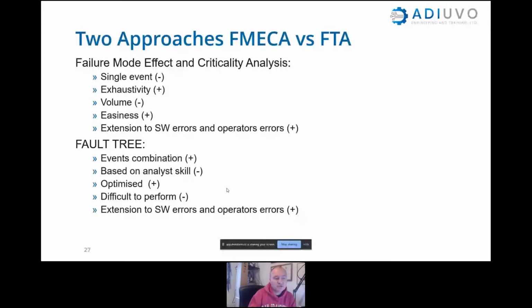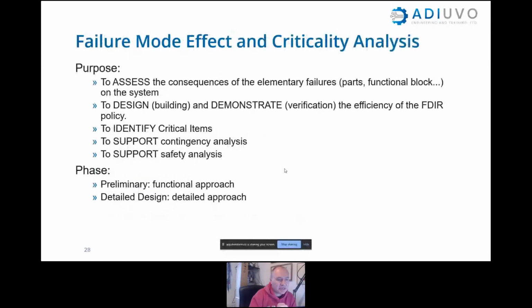The other alternative is to take a fault tree approach, which looks at combinations of multiple events and is really optimized for the design that we're looking at. But it can be a little difficult to perform. The FMECA can be quite easy to perform, whereas the fault tree analysis requires more understanding and knowledge of the system to be able to work through it. But we can get there, and we can use both of these in our designs.